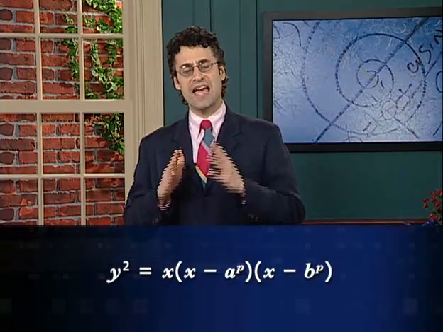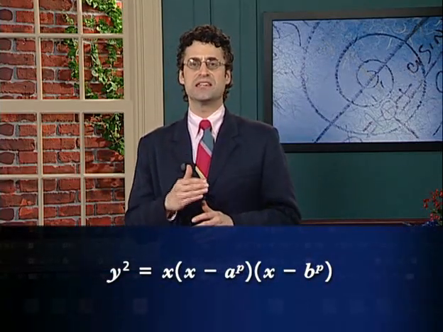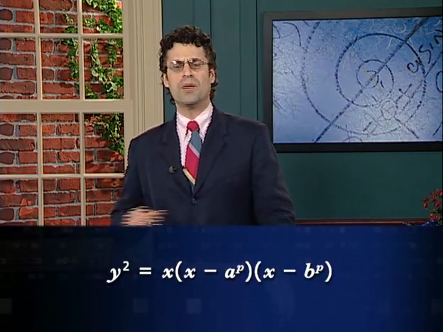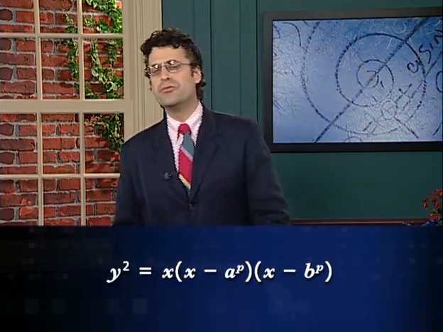He then used these numbers to create an elliptic curve. In particular, the elliptic curve y squared equals x times (x minus a to the p) times (x minus b to the p). Well, this elliptic curve would possess some very unusual properties owing to the fact that the sum of the numbers a to the p and b to the p is yet another perfect power of p, namely c to the p.